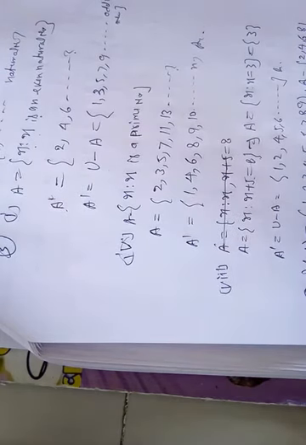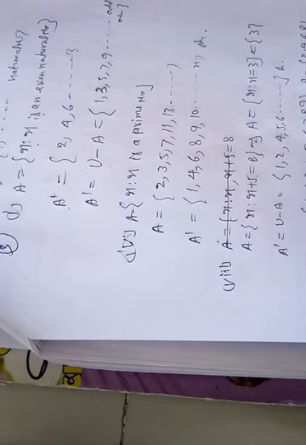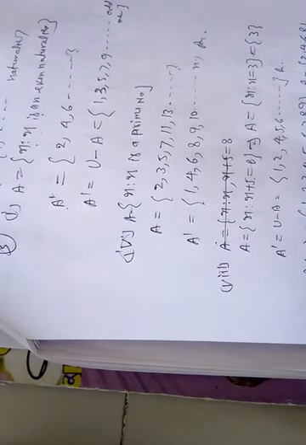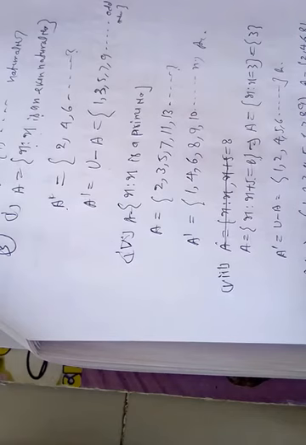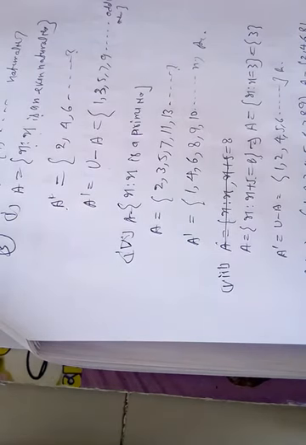Number first, complement of A union B equal to A complement intersection B complement. That is, verify the De Morgan's law. Clear? So taking LHS, first find A union B. Okay, A union B set: 2 common, 3, 4, 5, 6, 7, then 8.